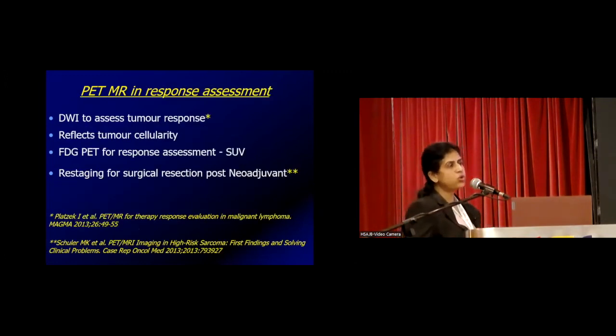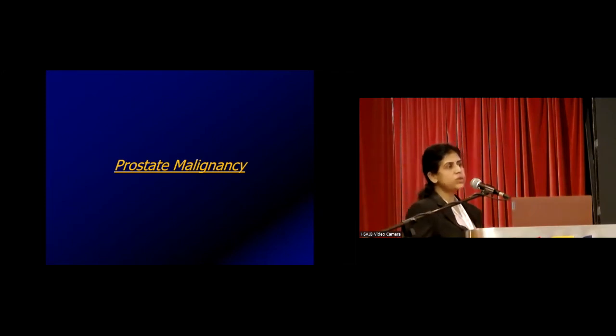It also has a great role to play in the assessment of response to chemotherapy or radiation. Here, the DWI images from the MR sequence are used to assess the tumor response. Also, we look at the SUVs provided by the FDG to assess the tumor response. It also reflects the tumor cellularity, and restaging for surgical resection is also well exemplified by the PET-MR imaging modality. So let us now discuss the role of PET-MR in specific organs.